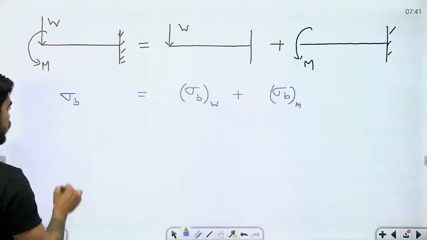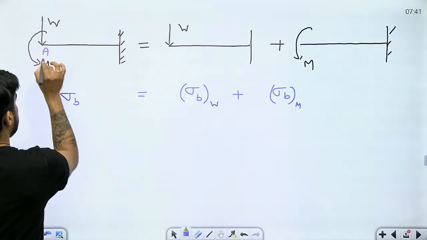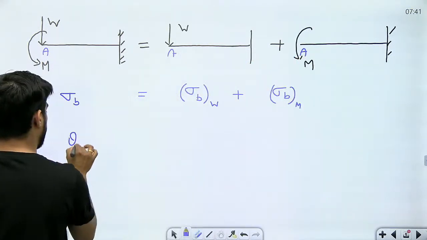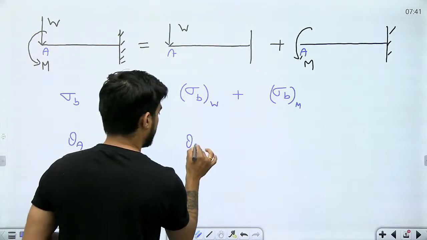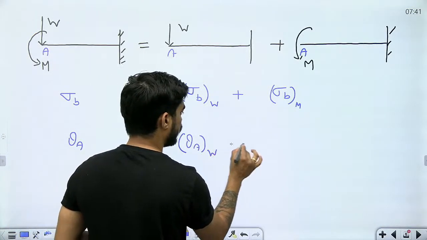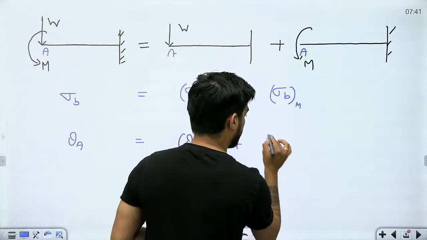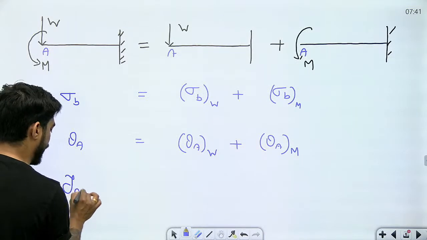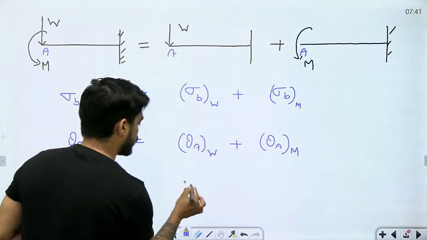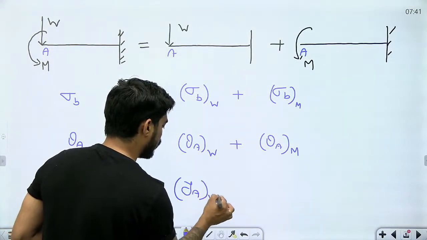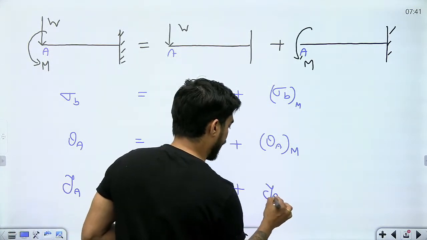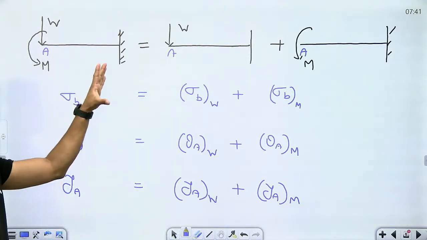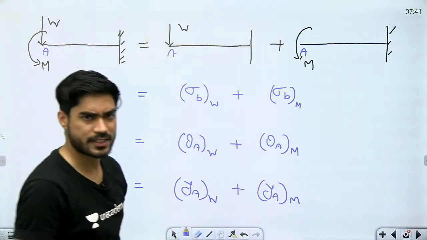Okay, we can calculate the slope. Let's say this is theta A. Let's say this is A. So theta A will be equals to theta A due to W plus theta A due to M. We can also calculate the deflection YA. So YA will be equals to YA due to W plus YA due to M. So you can calculate the stress, you can calculate the deformation.